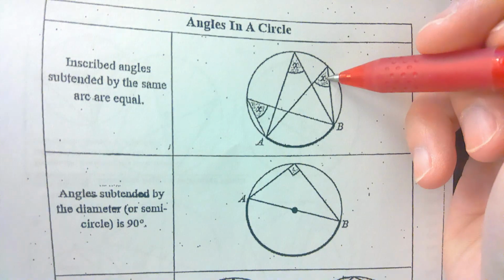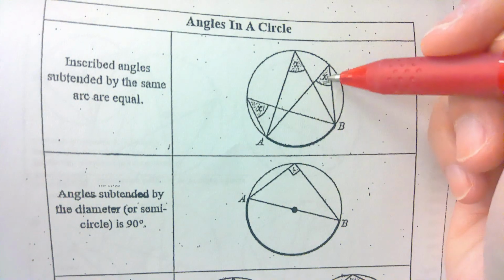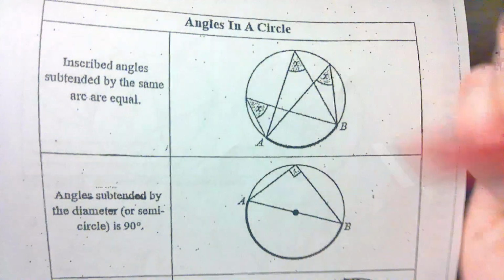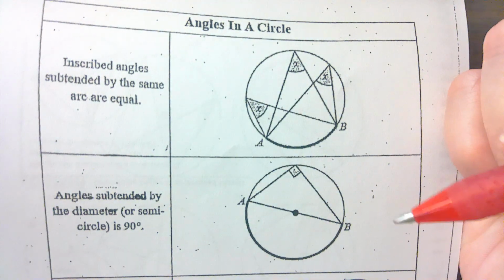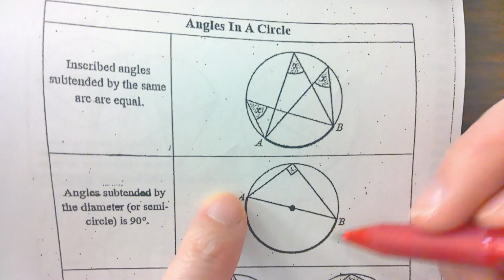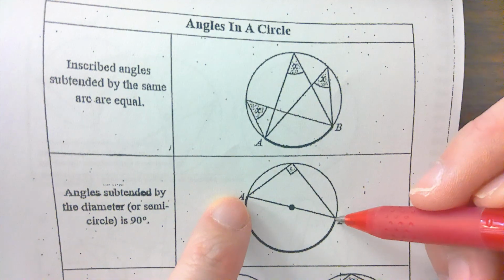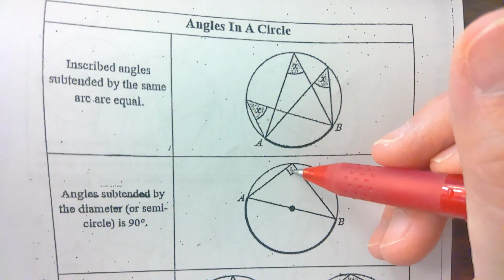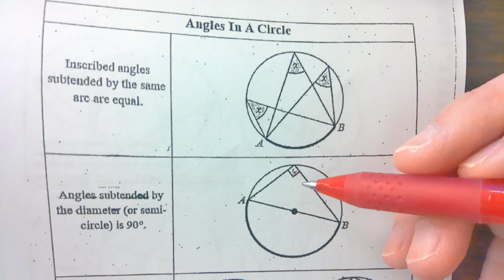Arc AB makes this angle, which is also another inscribed angle. So all these inscribed angles are equal. Okay. So for example, right here, if my arc is the diameter, then the inscribed angle is this right here, which is 90 degrees. Okay.